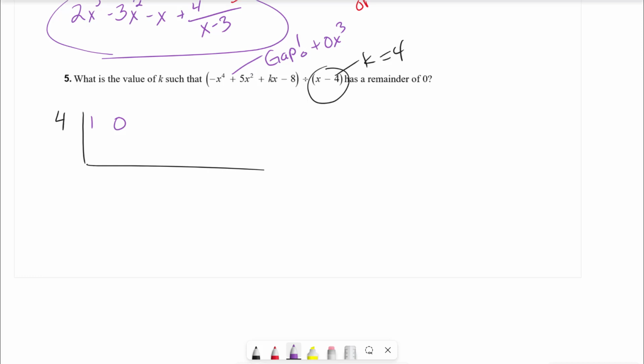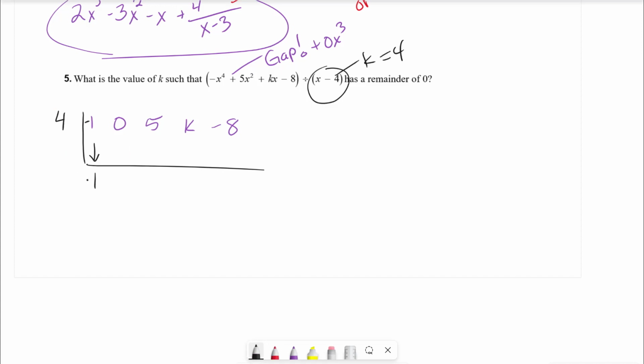We then have 5x to the second power, so we didn't skip one. We have kx. That's okay. Put the k in there. And then we've got negative 8. Go through the process. We know the steps by now. Drop that first term. Multiply these two. 4 times 1 gives me, oh, this should be a negative 1, excuse me. And that means negative 1. 4 times negative 1 gives me negative 4.